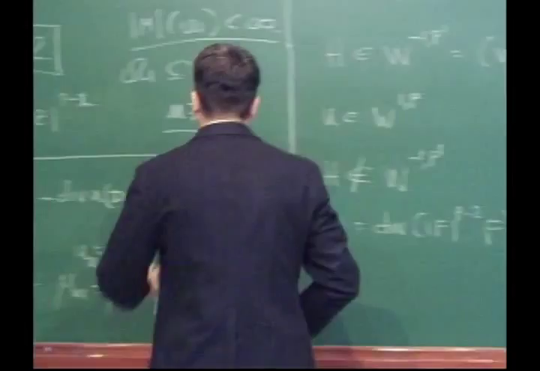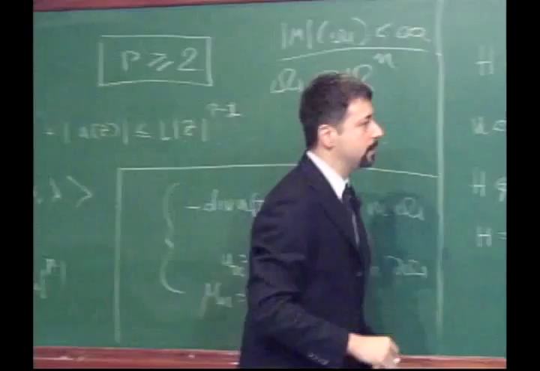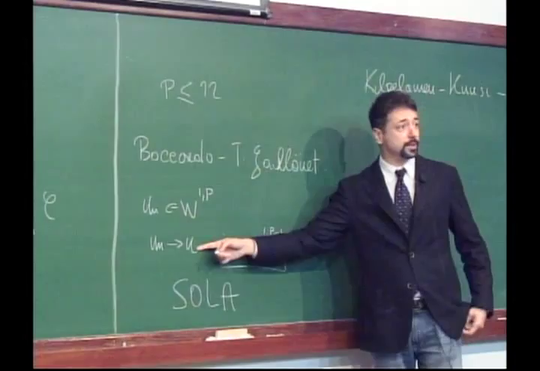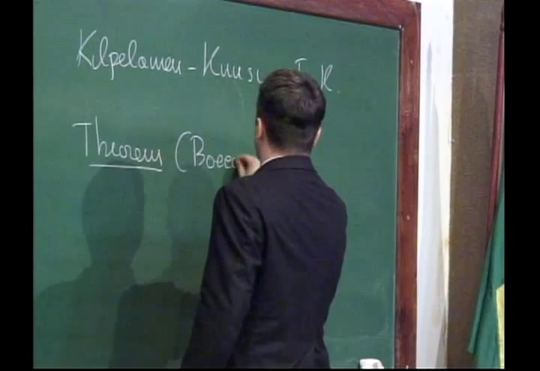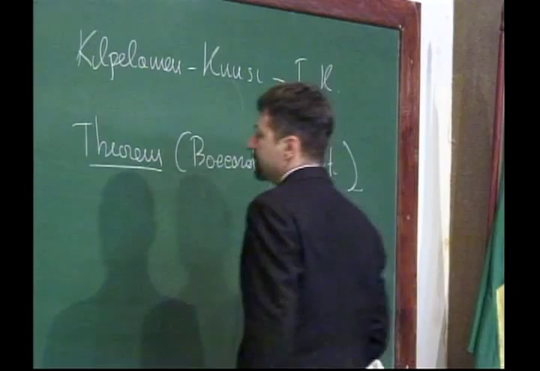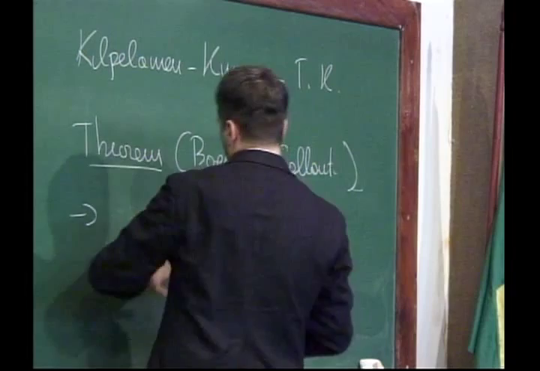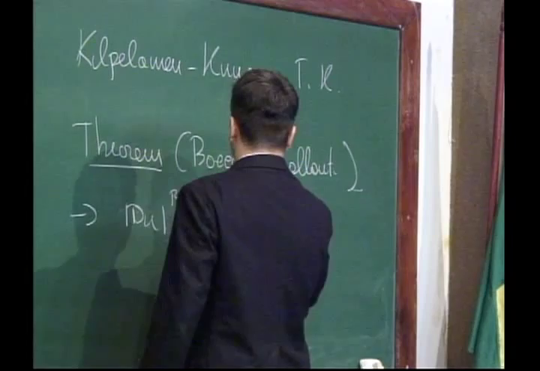OK, so this is as far as the uniqueness and solvability problem is concerned. And of course, here you have to prove estimates. Here you have to prove estimates to pass to the limit. And this gives the first regularity theorem by Boccardo and Gallouët. Theorem, Boccardo and Gallouët. And this tells that every SOLA belongs to the Marcinkiewicz space. The gradient of every SOLA belongs to the Marcinkiewicz space n over n minus 1.